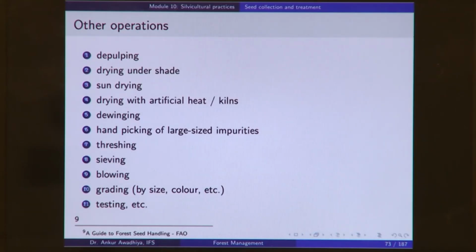Another operation is that of testing. So, in the case of testing, once you have graded these seeds, once you have made these lots, next you want to know what is the germination percentage, what is the viability of these seeds. So, that will be done in the testing operation. So, you will have all these different operations that are done.